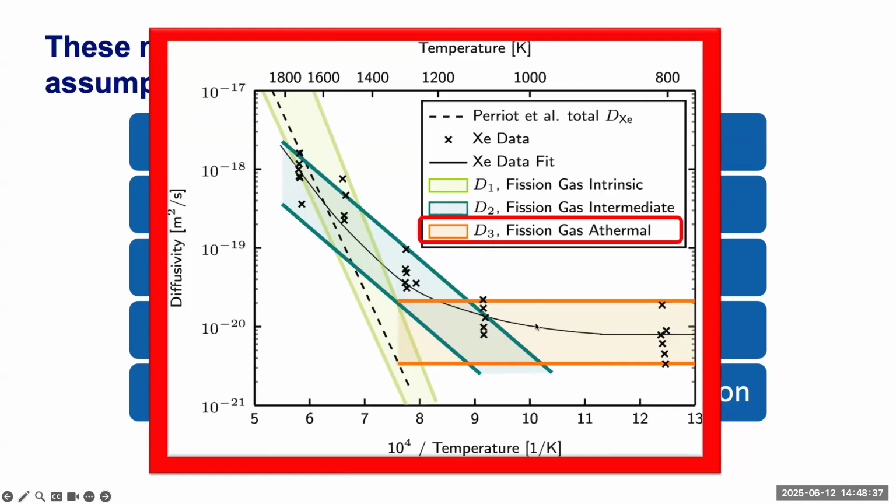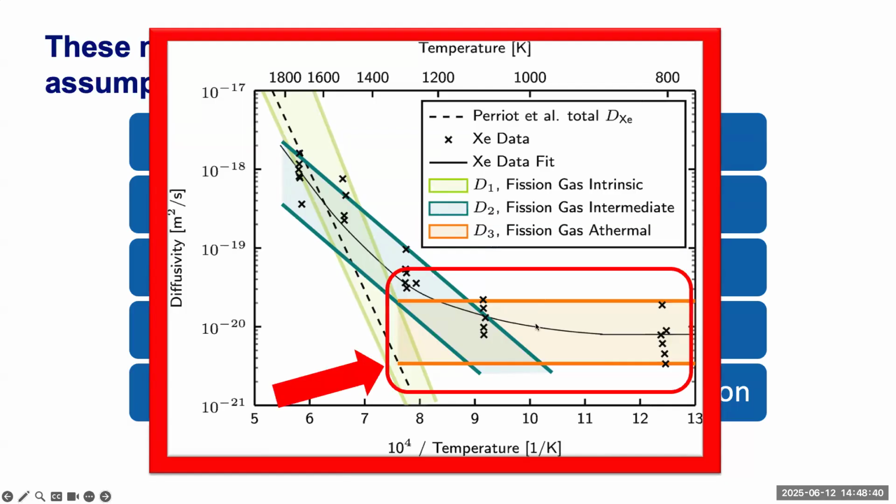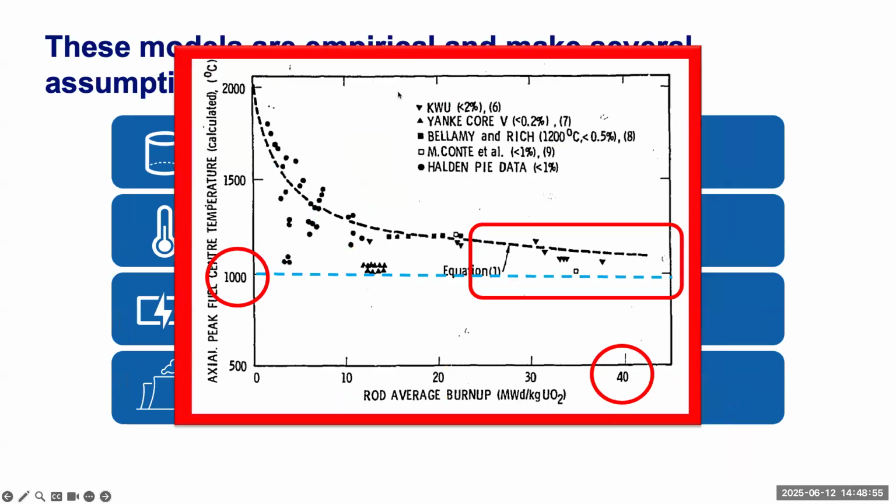Now, if we pay attention to this region highlighted in orange here, the D3 region, this region begins roughly around 1300, maybe a little over 1300 Kelvin. If we look back at the Vintanza curve, 1300 Kelvin is a little over 1000 degrees Celsius, which is roughly where this Vintanza curve starts to reach an asymptote.